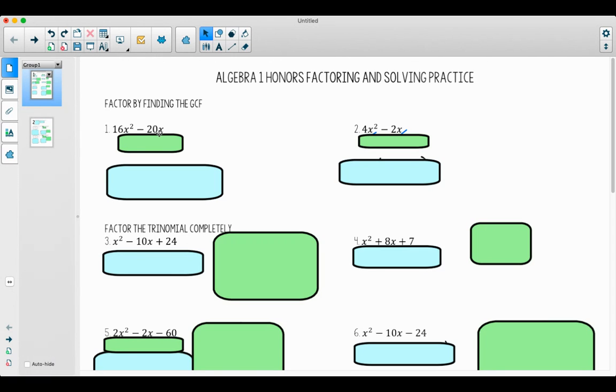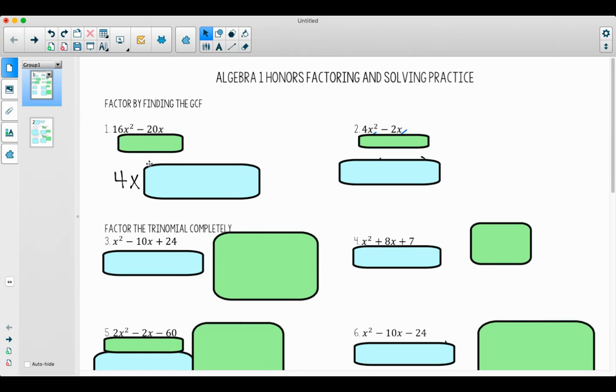The first thing we need to do is figure out what the greatest common factor between 16x squared and 20x is. Remember, we want to find the greatest number between 16 and 20, and then we take the lower of the exponent between x squared and x. So hopefully we realize that the greatest common factor between these two is going to be 4x. So we factor out the 4x.